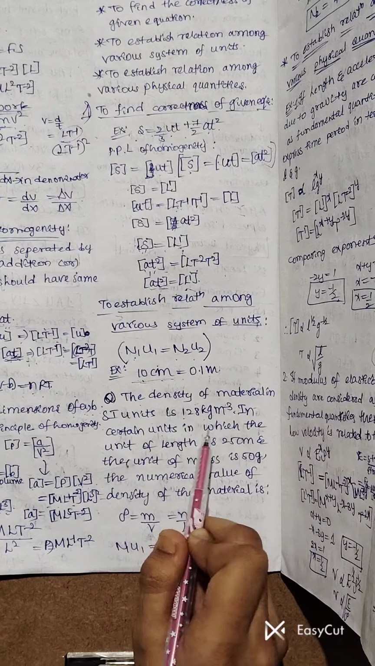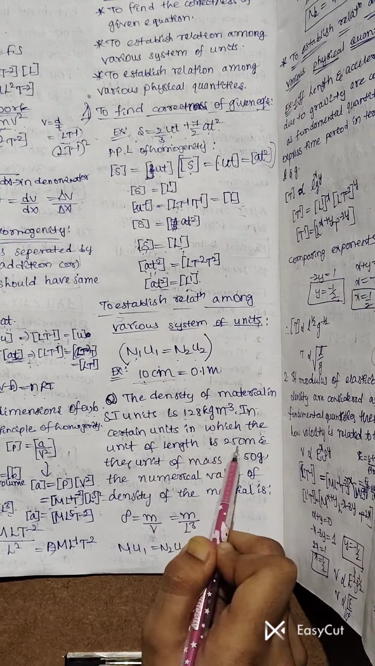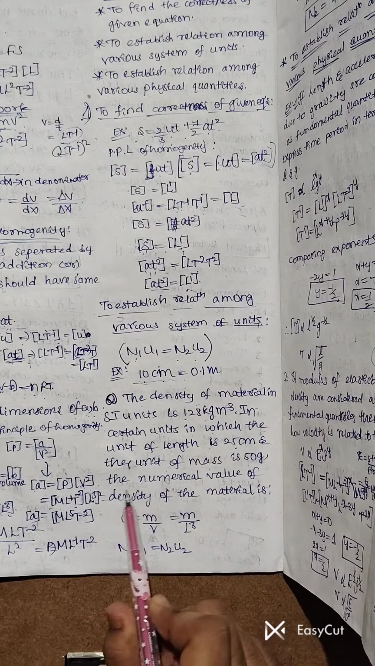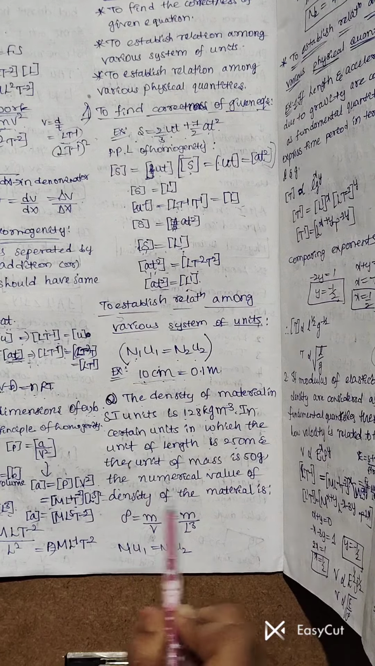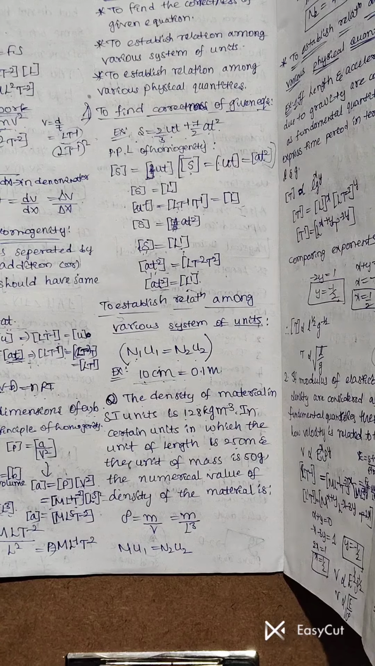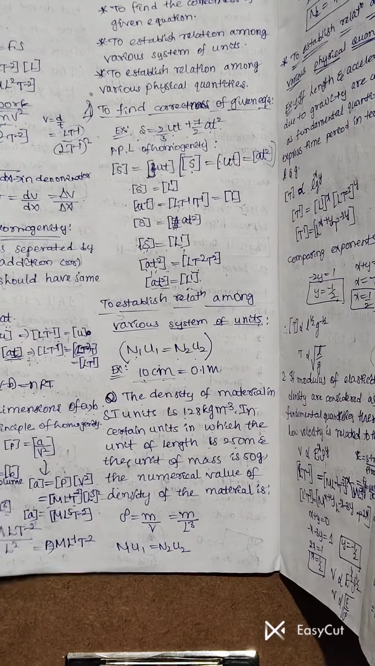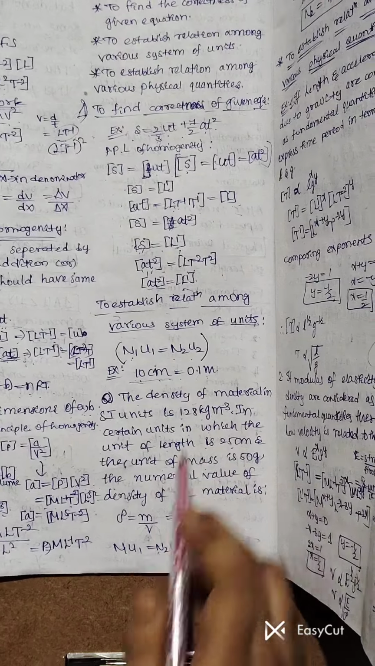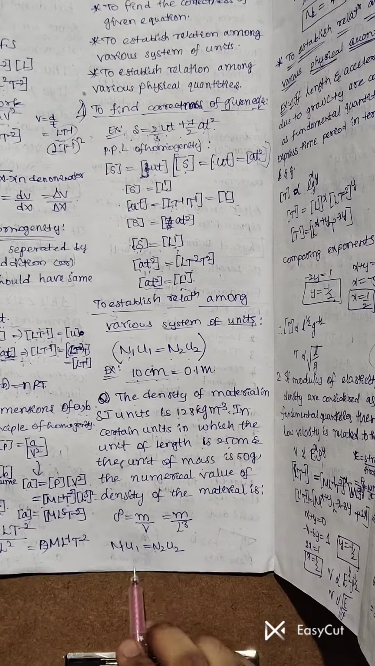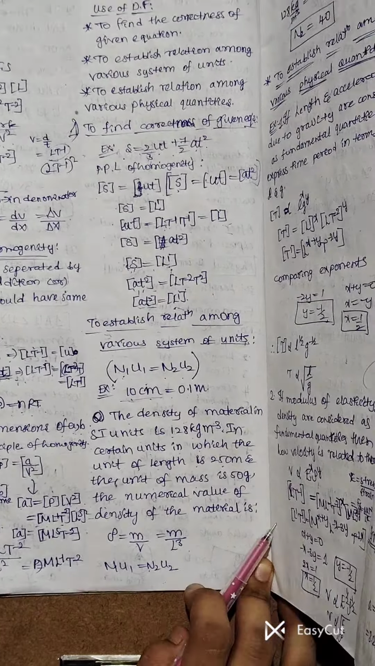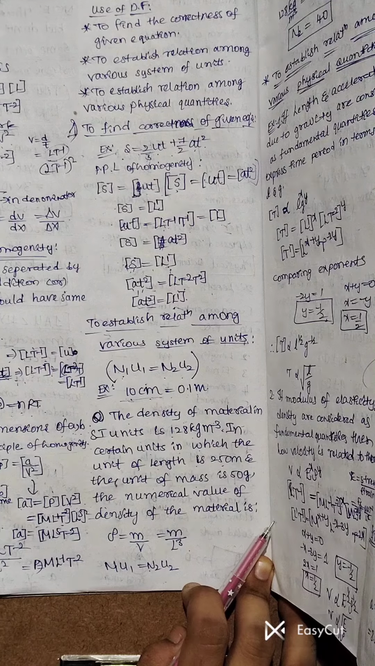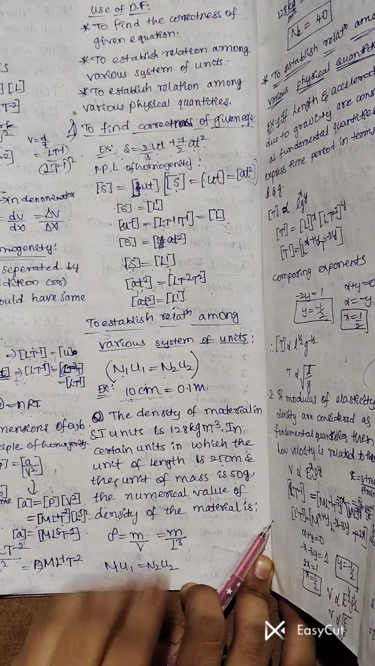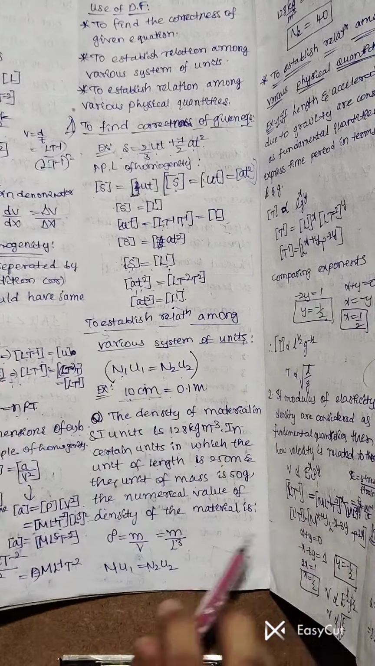In certain units, the unit of length is 25 centimeter and the unit of mass is 50 gram. We have to find the numerical value of the density of the material. We know that density is equal to mass by volume, that is M by L cube. As we know, n1 u1 is equal to n2 u2. If they give a certain quantity and ask to express it in another unit, then you have to use this n1 u1 is equal to n2 u2.